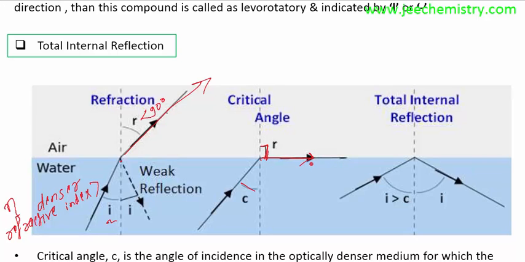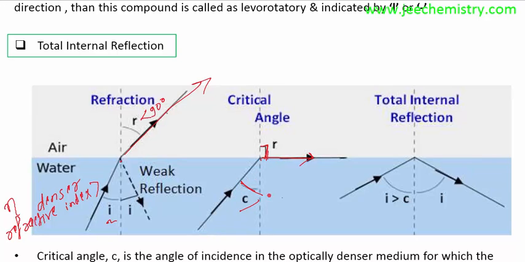When the angle of refraction is 90 degrees, the incident angle is called the critical angle. There is a formula to find the critical angle. What is the critical angle? It is the angle of incidence for which the angle of refraction will be 90 degrees.